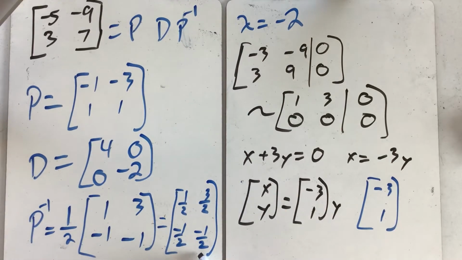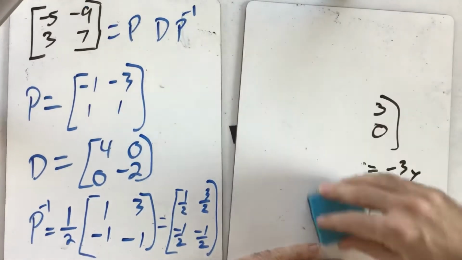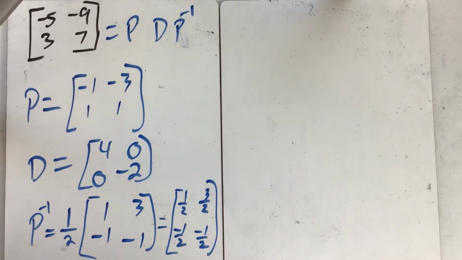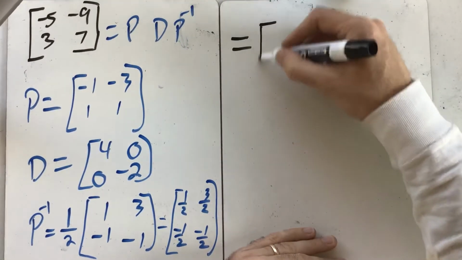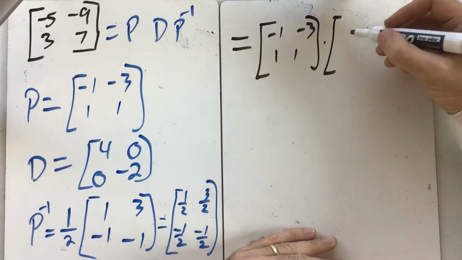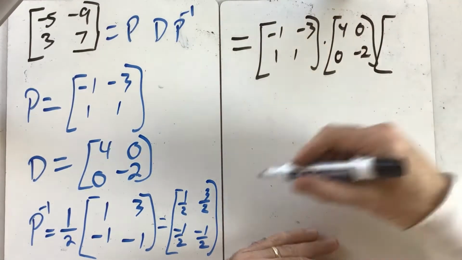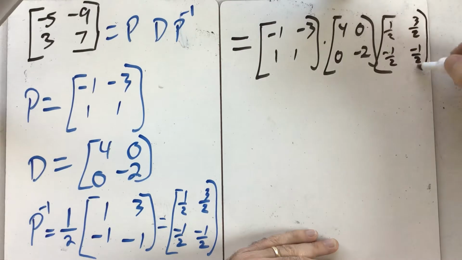So I can either write it in the form where they're all fractions, or I can put that fraction in front. But at any rate, I can now see what the diagonalization is. So my diagonalization is simply [-1, -3; 1, 1] times [4, 0; 0, -2] times, and then 1/2 of [-1, -1; -1, 3]... I mean, [1/2, -1/2; -1/2, 3/2]. And so that diagonalizes it.